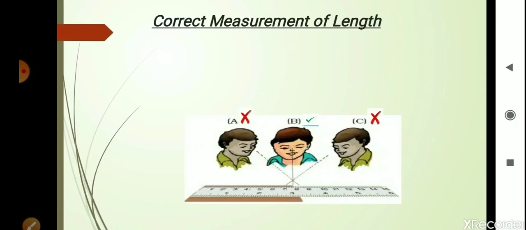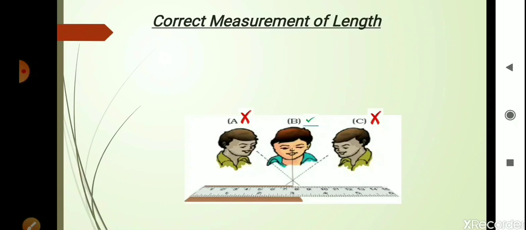Now about the correct measurement of length, another thing that is very important is the position of our eye. Here you can see there are 3 children who are trying to take the final reading of a measurement, and they are at different positions. The position A is to the left of the final reading, while the position C is to the right of the final reading, and B is directly above the final reading. So in this case, what do you think is going to give the most accurate measurement?